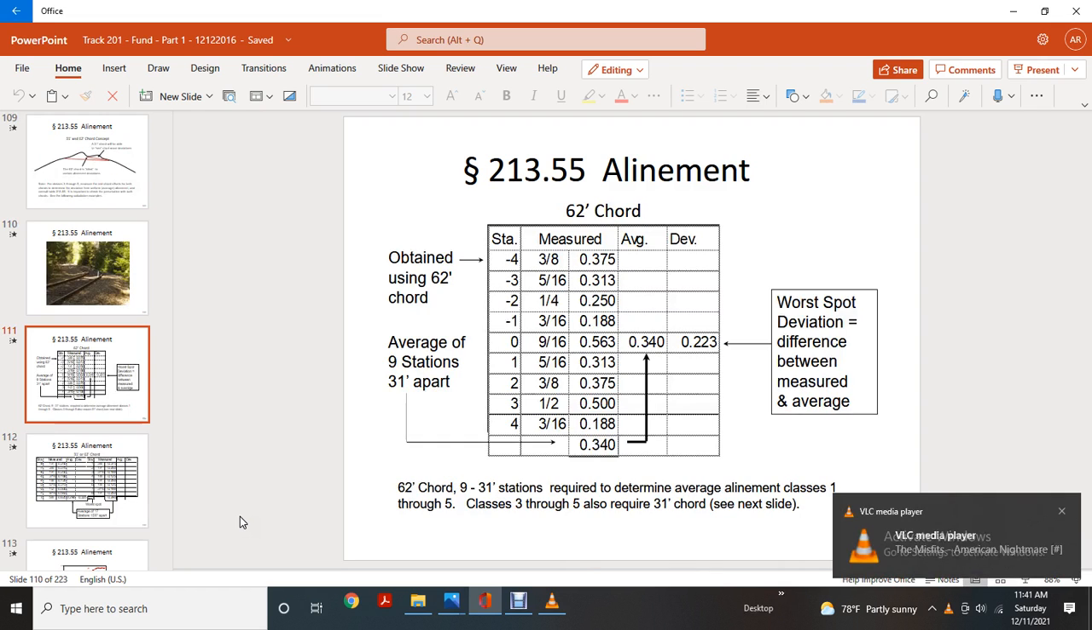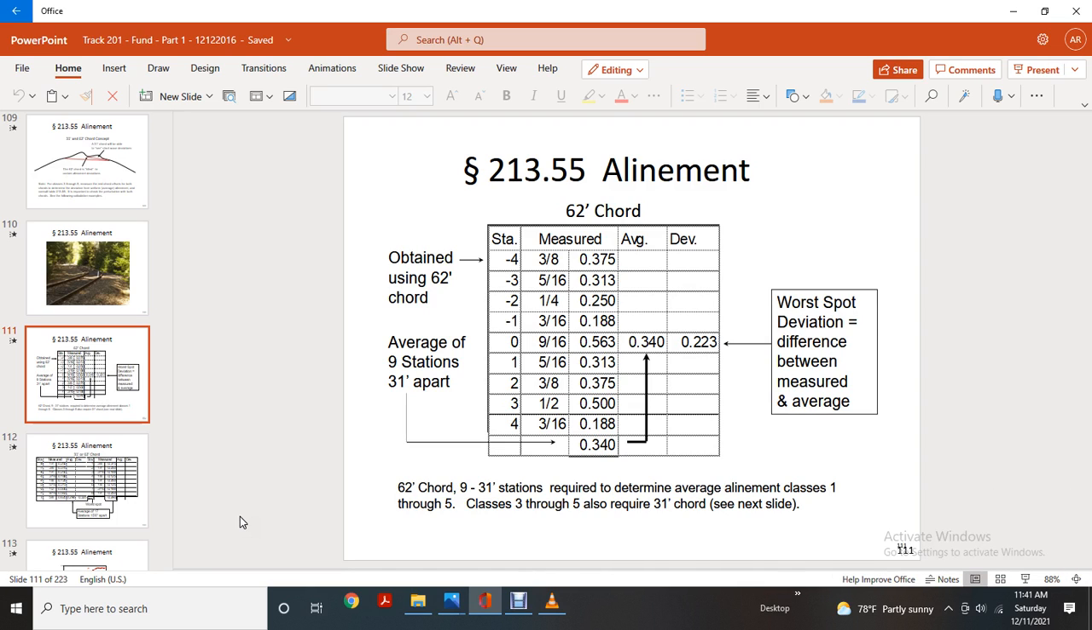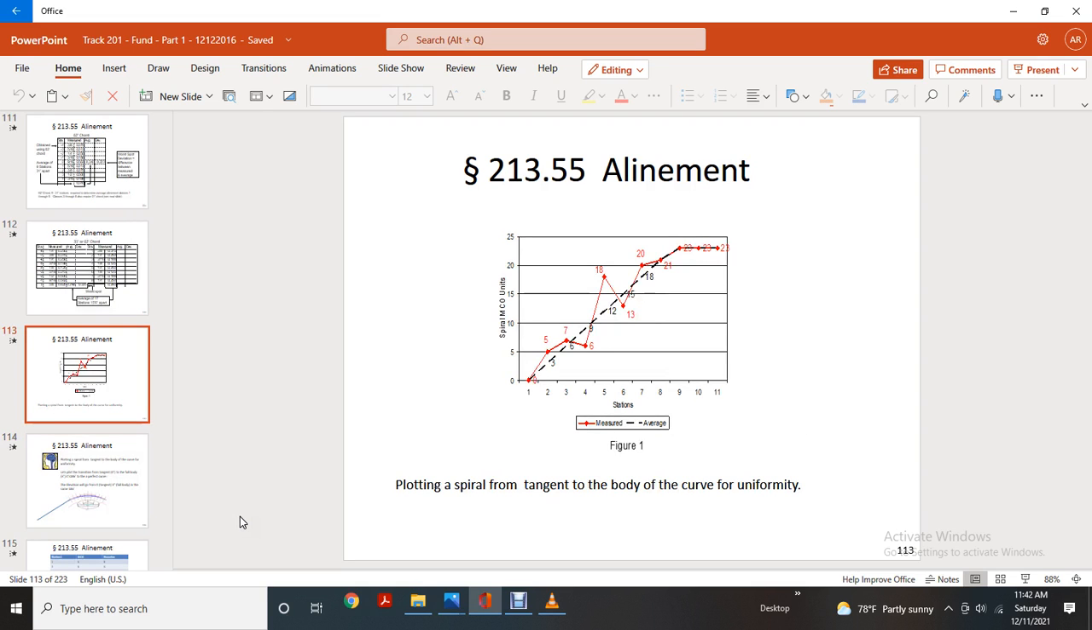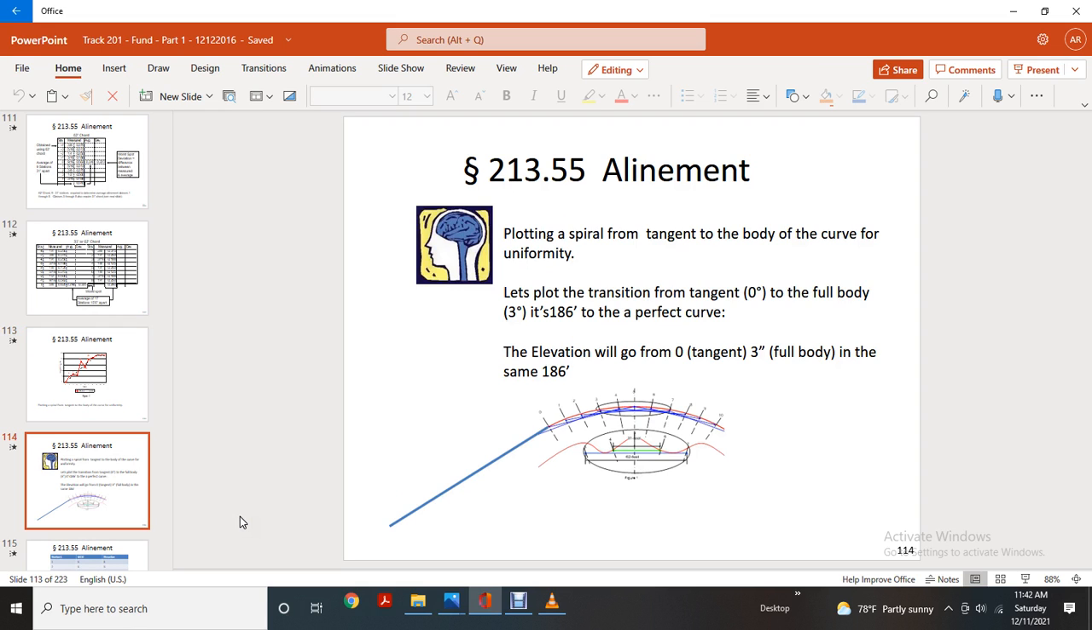Alignment obtained with a 62-foot chord with an average of 9 stations, 31-foot parts, average 31 feet apart. Worst spot deviation: the difference between measured and average. Alignment, 31 and 62-foot chord, station, measured, average, deviation. Alignment plotting a spiral, tangent, body of the curve for uniformity. Red is measured, the dotted line in black is the average.